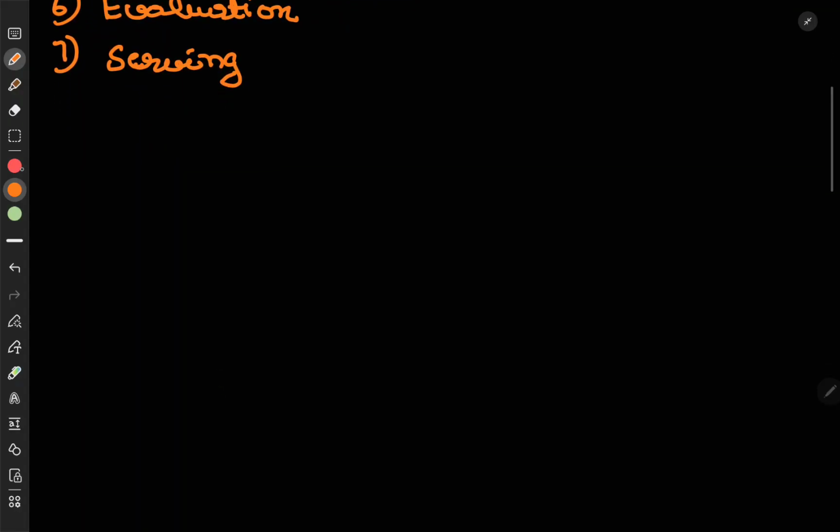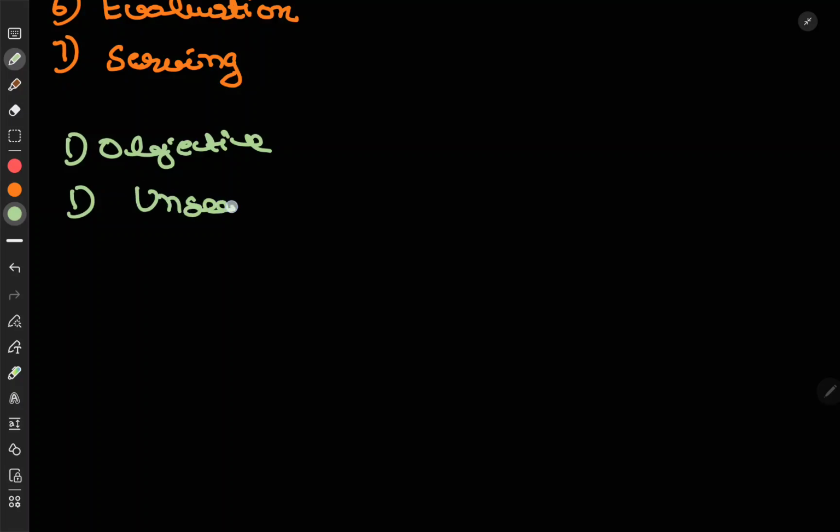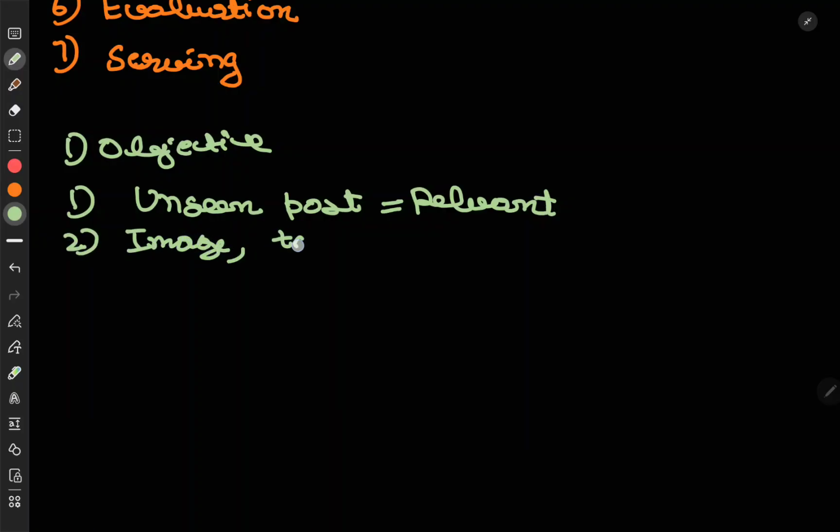Now coming to the objective. The objective is pretty straightforward here. We need to show unseen posts to the user which are relevant to a particular user. Okay, but how are the posts going to look? The post could be an image, a text, video, just like how Instagram or LinkedIn works, where you post text plus video, text plus image kind of stuff. In the same way, our post is going to look.